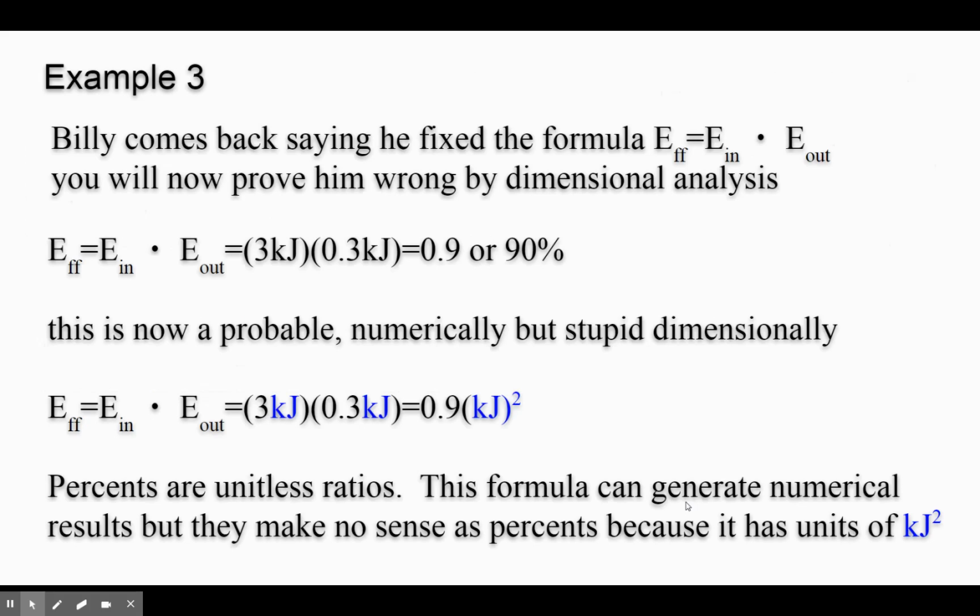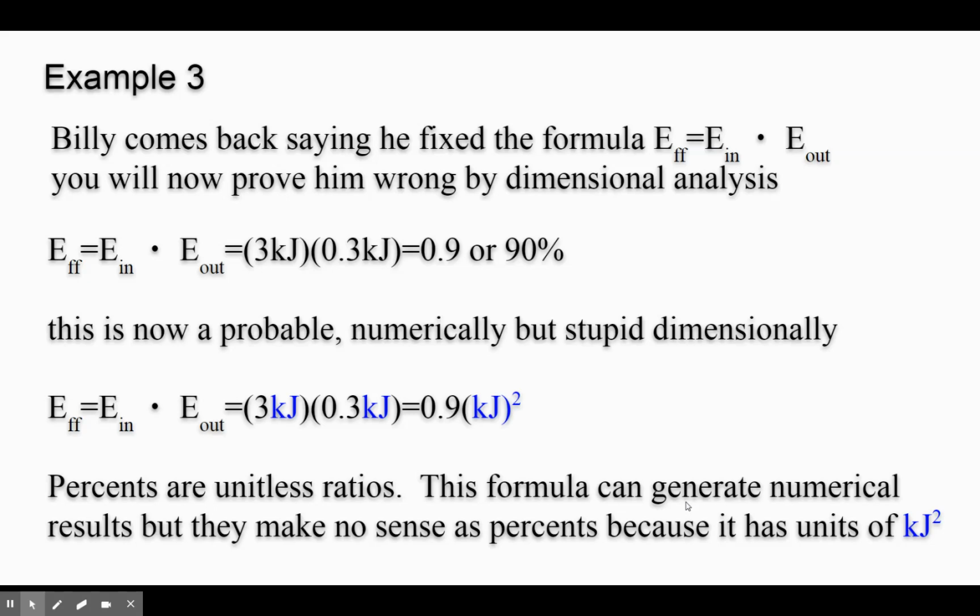So Billy comes back. Now he says, oh no, I worked it out. Efficiency is energy in times energy out. And you try to point out to him again that if he got 40 out of 100 on a test, which is clearly 40%, and he says, no, multiply them, you're saying, so you got 400%? Right? Actually, 4,000%. The man is being persistent about his idiocy.